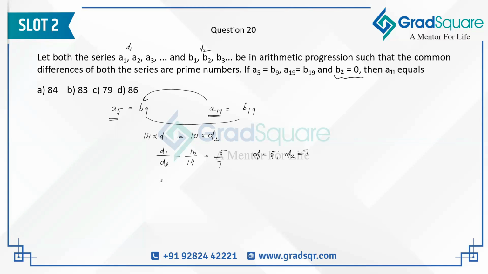Then A11 is equal to... Now how can I write A of 11? So A of 11. I think I can take it either in terms of A or in terms of B. Okay, so let's take, it's nothing but A of 5 plus 6 times the common difference in the first case. I can do this, right? Now, common difference in the first case is going to be 5. So it's easy for me to put in.